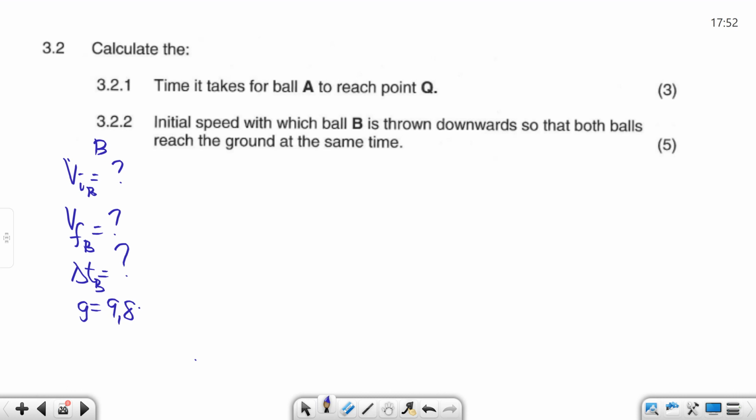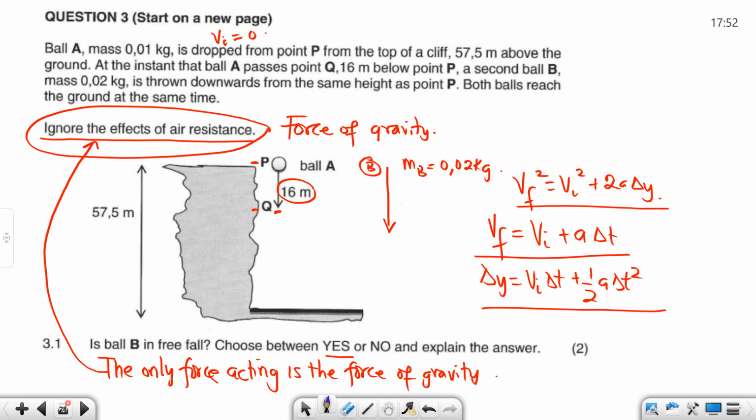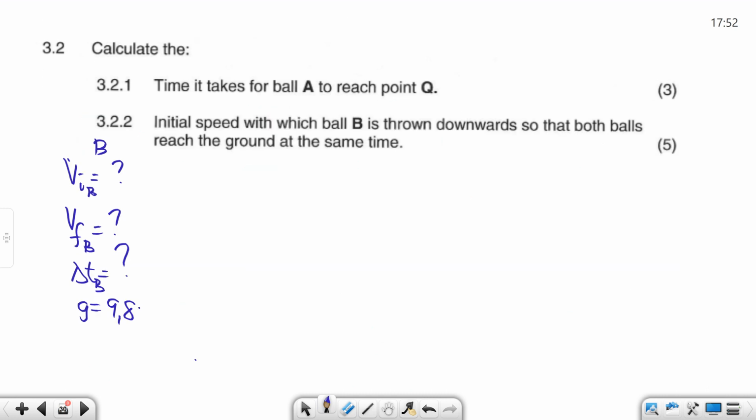9.8. Now, let's go back to the diagram. Do we know the entire distance traveled by ball B? It is 57.5. You see, we don't rush. Delta Y is 57.5. I'm looking for the initial velocity.